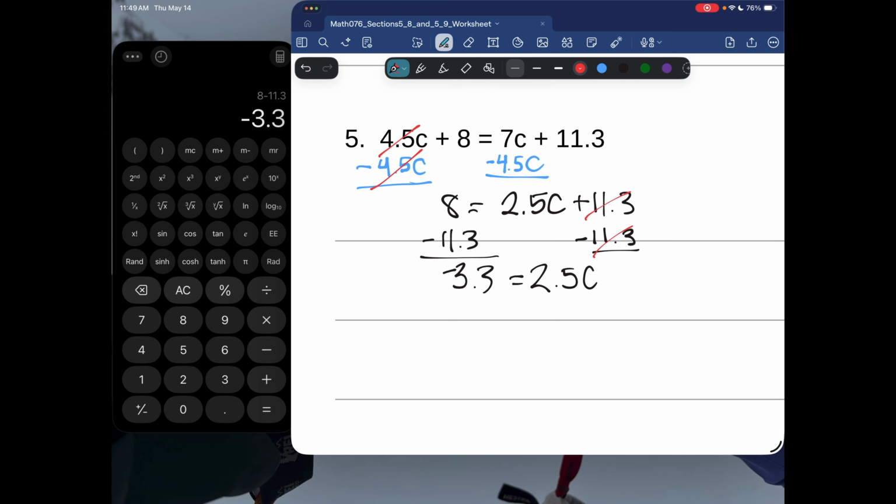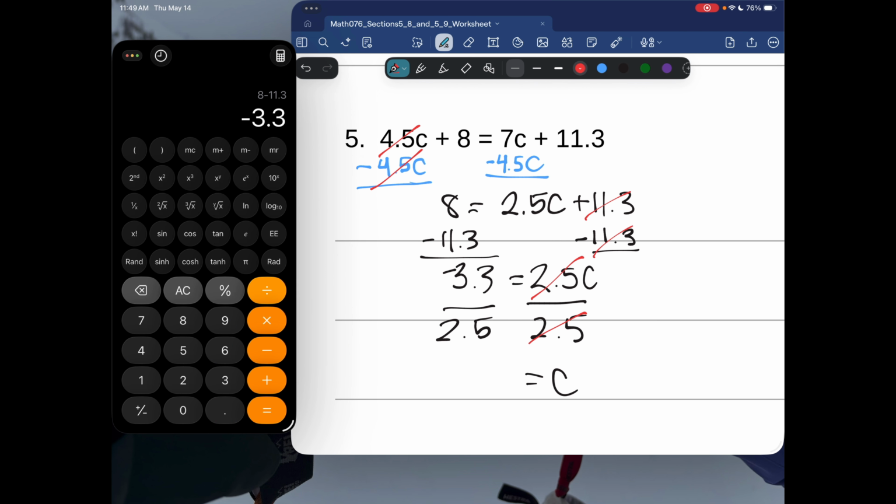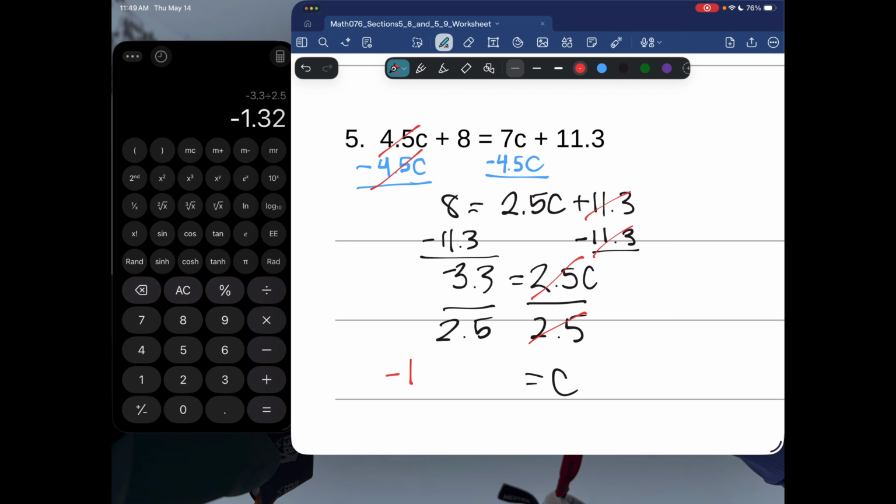So now I want to get C all by itself. Right now it's being multiplied by 2.5. I'm going to do the opposite of that, which is divide. So I'm going to divide by 2.5. And I get C is equal to, first my 2.5's cancel. And then I do negative 3.3 divided by 2.5. And I get negative 1.32 equals C. There we go.